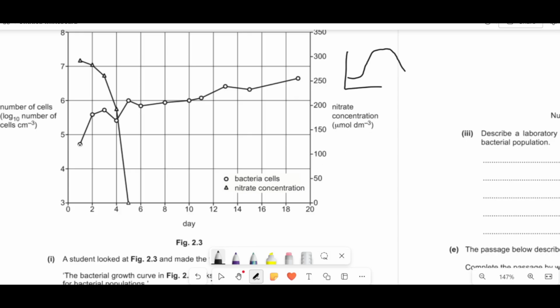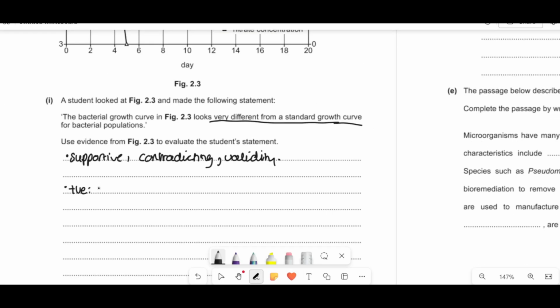So then you should put some numbers to it. So if we have a look here, from days 3 to 4 to 5, or from the start, honestly, there's no clear lag phase. And also, why is it going up and then down? So there's a dip from about 3 to 5, which is a bit odd. So supportive statements is there's no clear lag phase, and also no stationary phase, or death, to be honest, or decline phase. As well as that, the dip at days 3 to 5 is not usually seen, because you don't see a dip, do you?